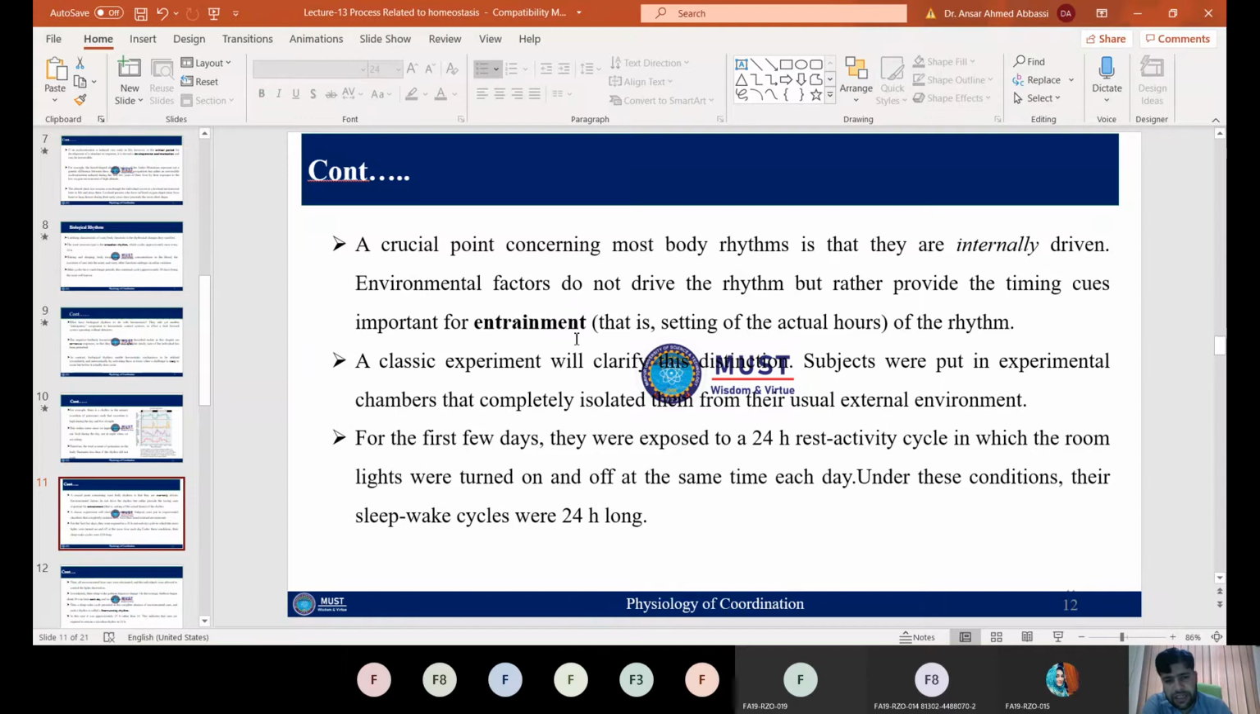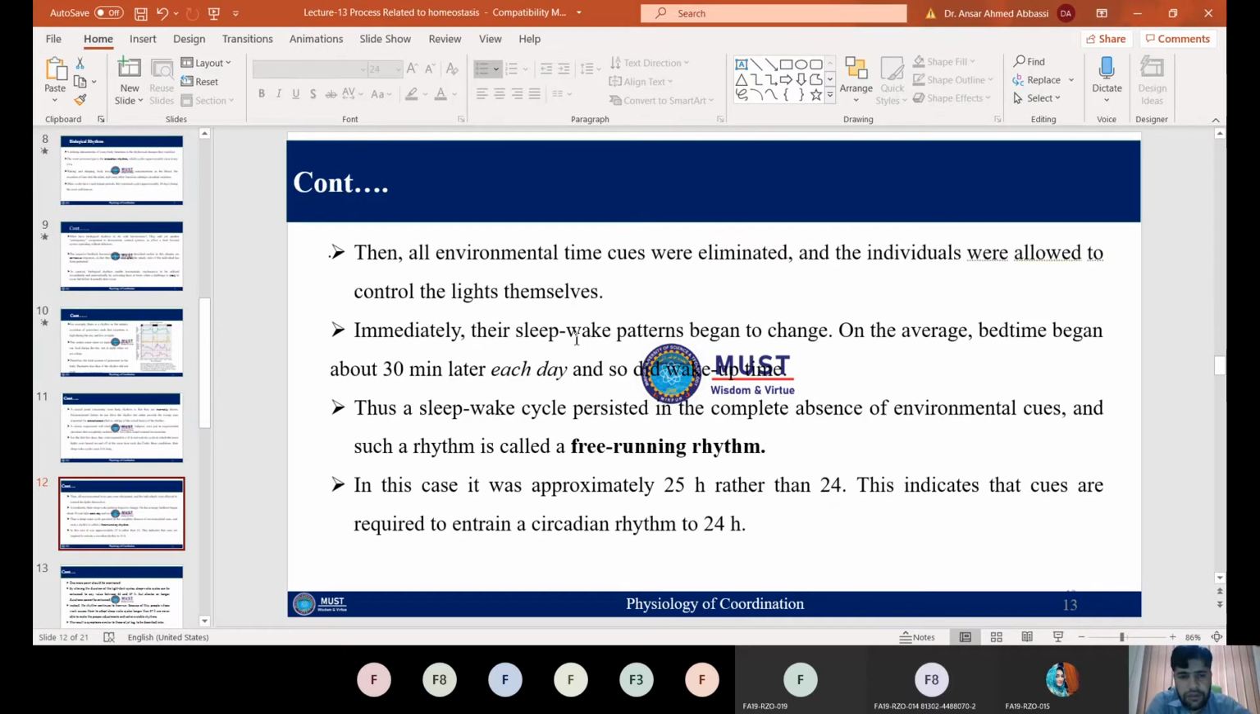Subjects were put in an experimental chamber, completely isolated from their external environment. For the first few days they were exposed to a 24-hour rest-activity cycle in which the room lights were turned on and off at the same time each day. Under these conditions, their sleep-wake cycles are 24 hours long, because they have the same environmental cues. Then all environmental time cues were eliminated, and the individuals were allowed to control the lights themselves.